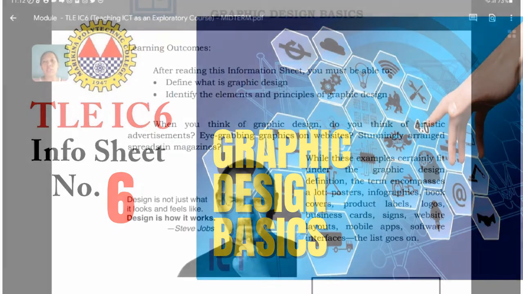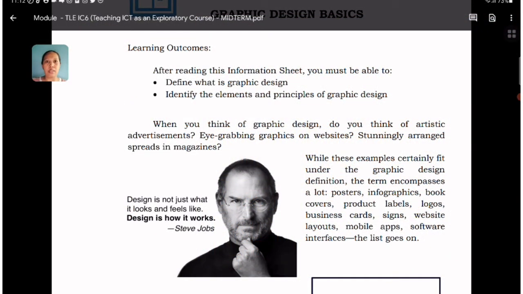This is information sheet number 7 about graphic design basics. After this information sheet, you must be able to define what is graphic design and identify the elements and principles of graphic design. So as you can see, sa paligid natin, maraming designs tayo nakikita.